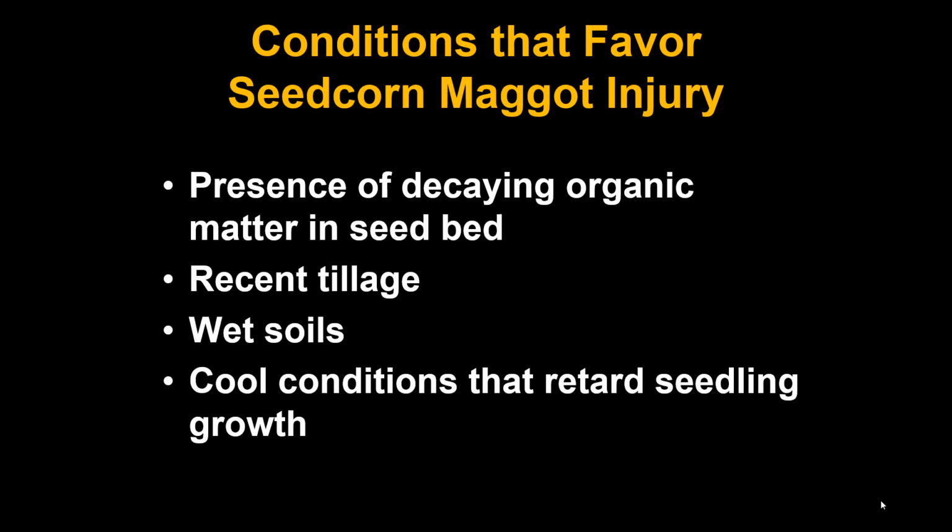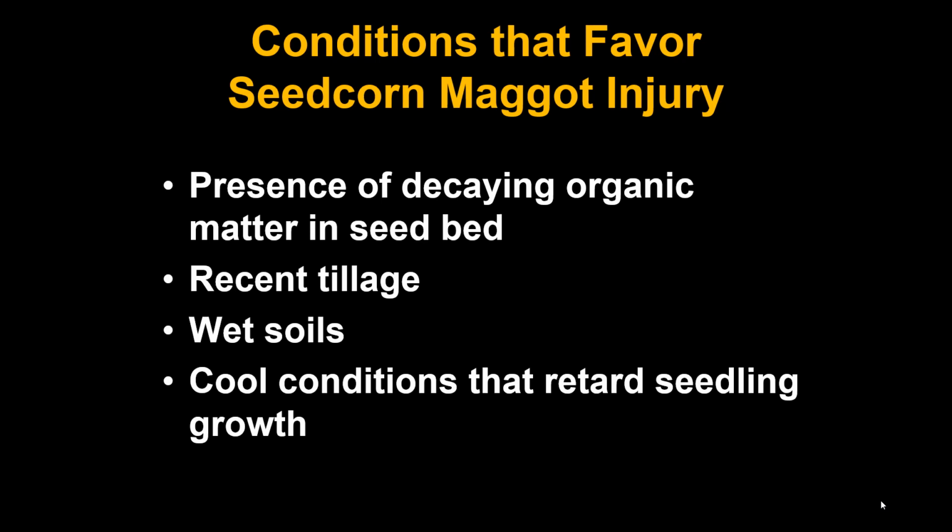So conditions that favor seed corn maggot injury are, as I mentioned, the presence of fresh decaying organic matter in the seed bed. So fresh organic matter, not well-decayed organic matter. And again, recent tillage, if you just incorporated a green manure crop, that is just a magnet for these things. They do better in moist soils, so if it's quite moist in spring, that's another risk factor.